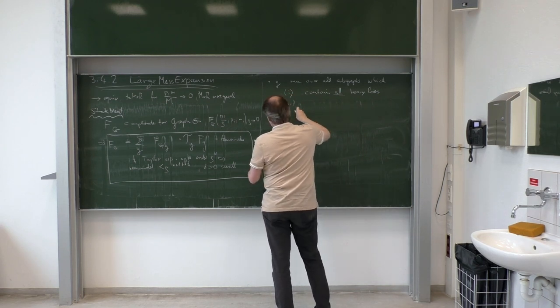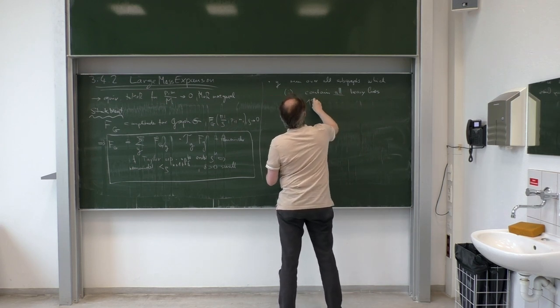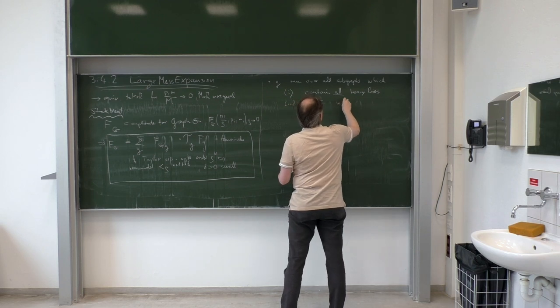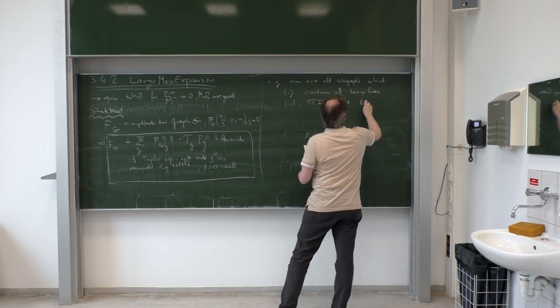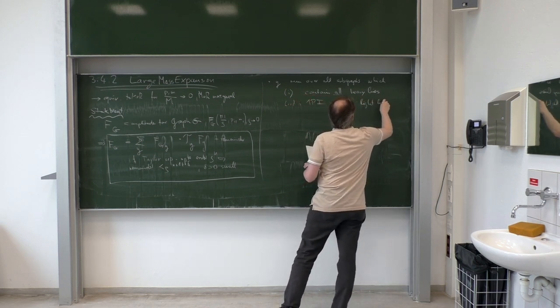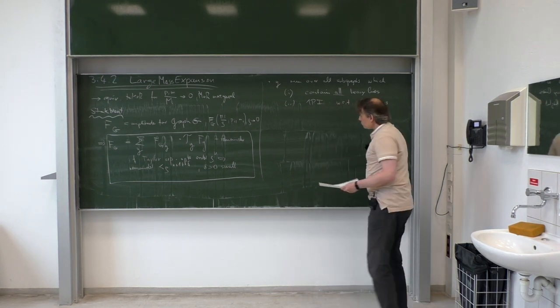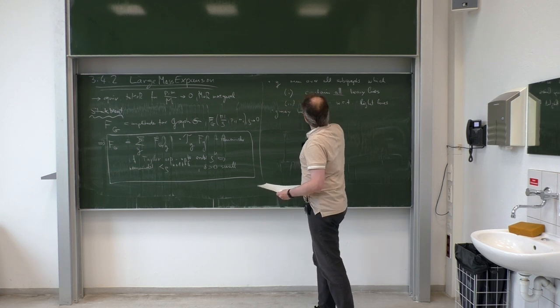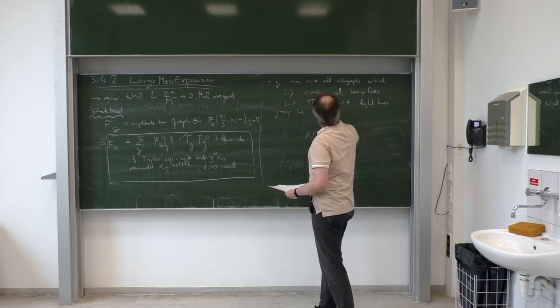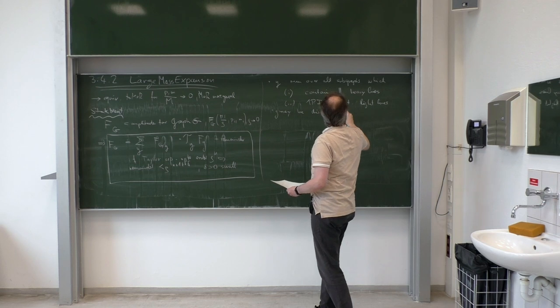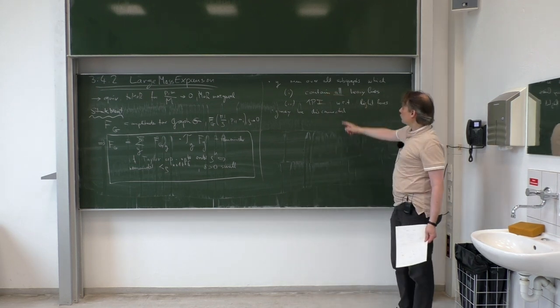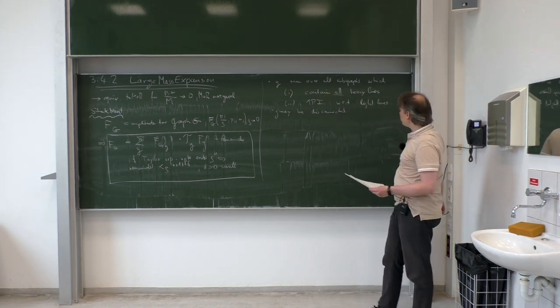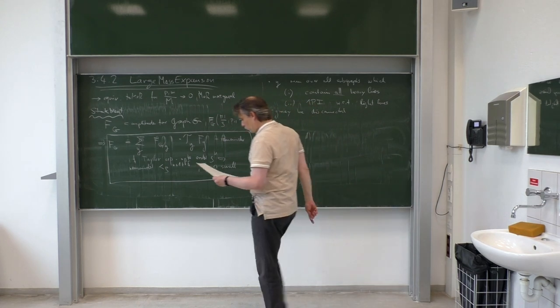All of them. And second, they are one particle irreducible with respect to the light lines. And they may be disconnected. But each connected part is then one particle irreducible with respect to the light lines.